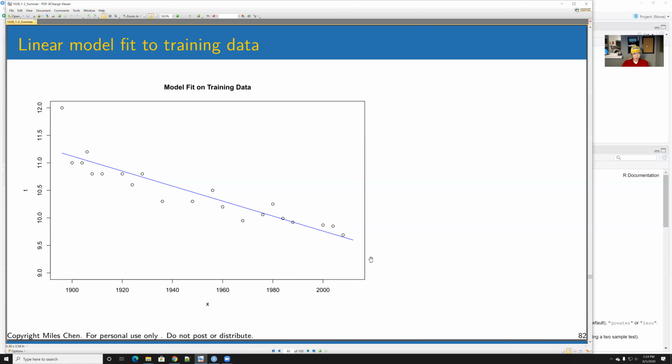Okay. So we remove the red data points, and we fit a model to the remaining 21 data points.